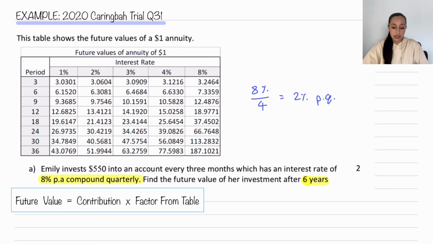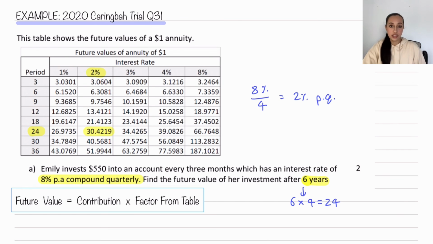You also want to do the same thing for the number of years. So we're told that there's 6 years. In 1 year, there's 4 quarters. So in 6 years, there'll be 24 quarters. Then you want to highlight both of those numbers on that table. So find 2% in that table and find 24 in that table, and that gives you an interest factor of 30.4219.